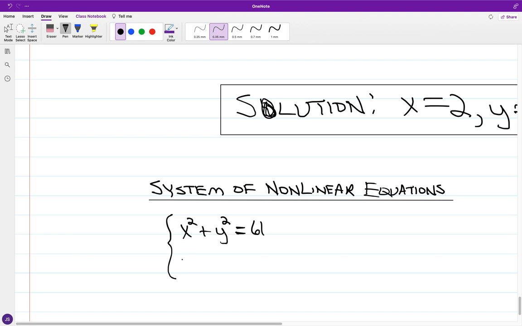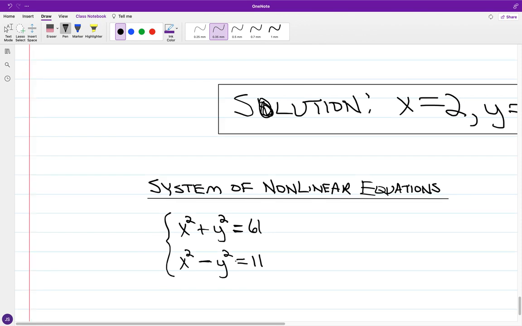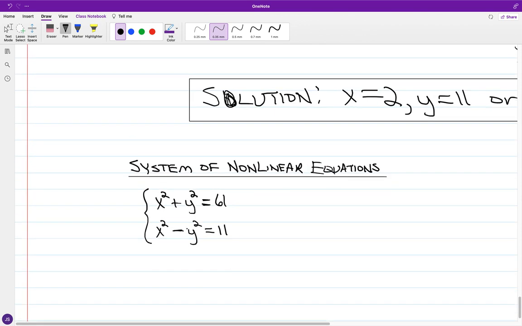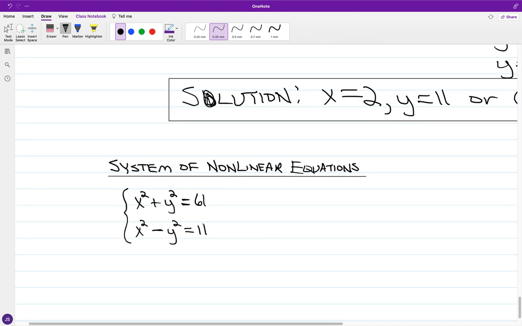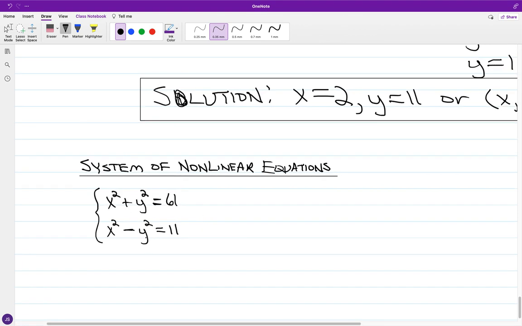And also, if we have the difference of squares, like x squared minus y squared, this will be 11. So you're looking at the values of x and y such that the sum of the squares will be 61, and the difference of squares, x squared minus y squared, is equal to 11. Okay, now I already have additive inverses with positive and negative y squared, so we can go ahead with the method of elimination or the method of addition.